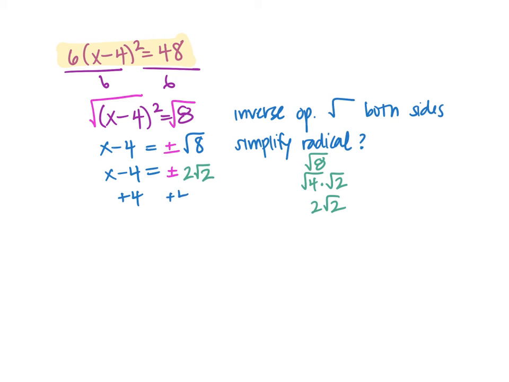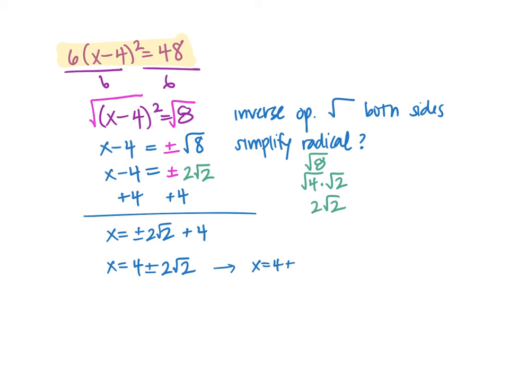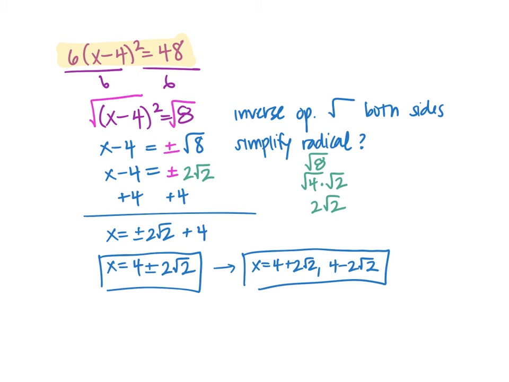Our goal is still to isolate x, so I'm going to use inverse operations and add 4. Again, I'm going to put the constant out front. Some of you may want to write it the other way, which is okay. It's not wrong, but it's just not how you'll see any answers written on the SAT or ACT. It's proper to always write the constant out front. This means my two solutions are x equals 4 plus 2 root 2 and 4 minus 2 root 2. Either one is correct.